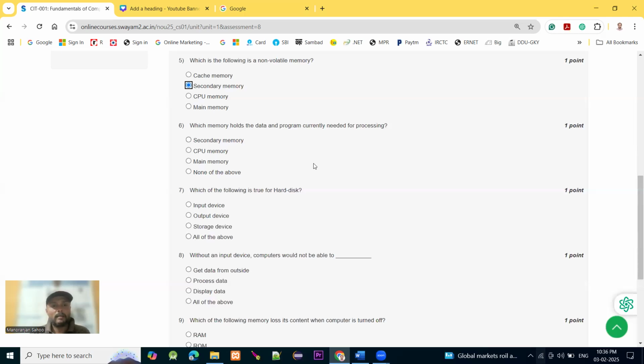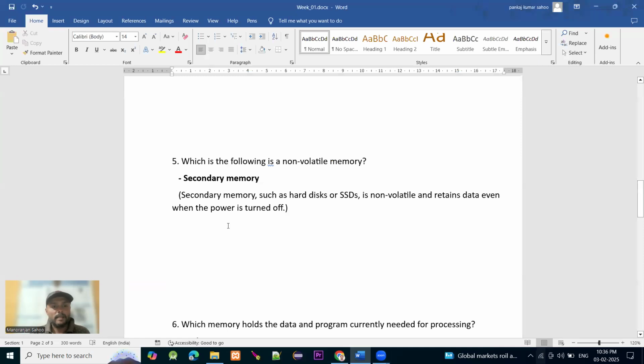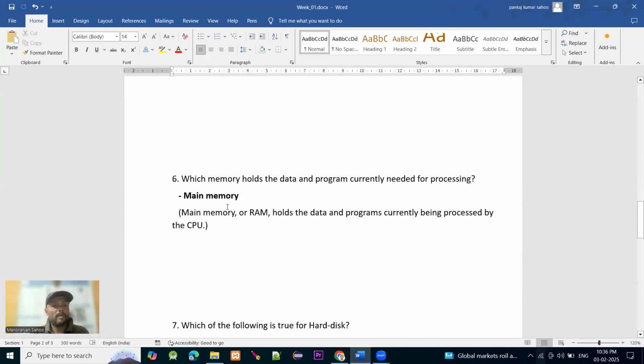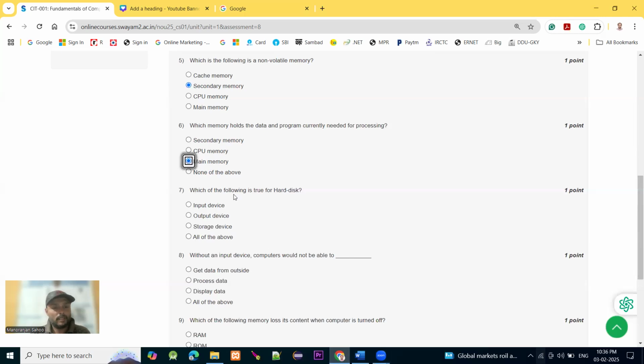Which memory is required? See, the memory required is the main memory. Main memory is primary memory. The main memory, or RAM, holds the data and programs currently being processed by the CPU. So the answer is the main memory, which is option number 3.